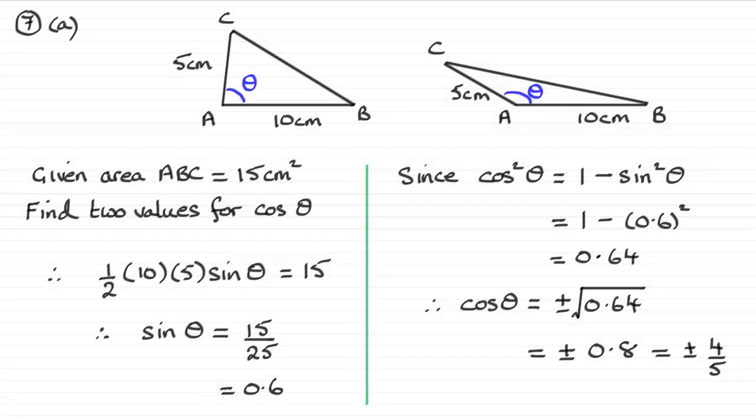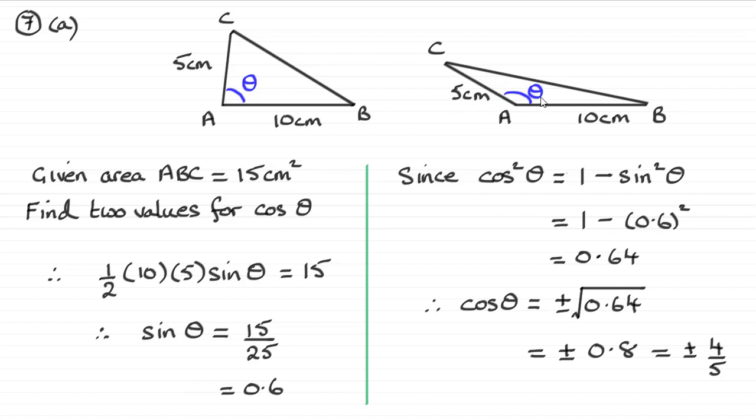So for this question, what I've done is I've just sketched out 2 possible triangles. They're not accurate, but just to demonstrate that we are going to arrive at 2 values of theta, and obviously then 2 values for cosine theta. We're given the area of the triangle ABC is 15 centimeters squared and asked to find those 2 values for cos theta. So I've looked at the area of a triangle, and we can use the formula half the product of 2 sides times the sine of the included angle.